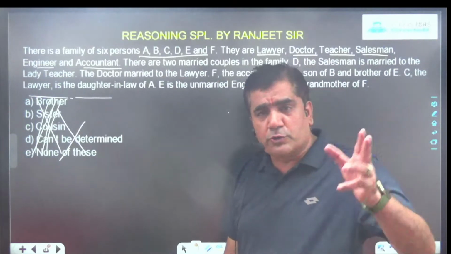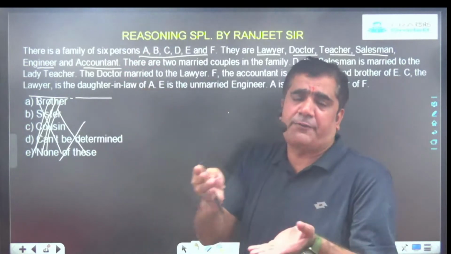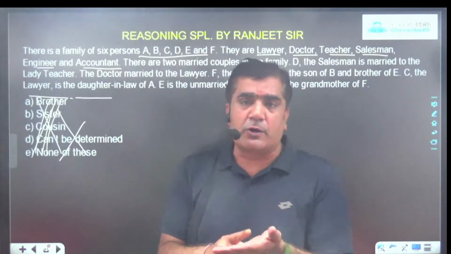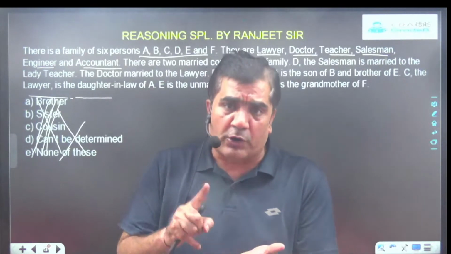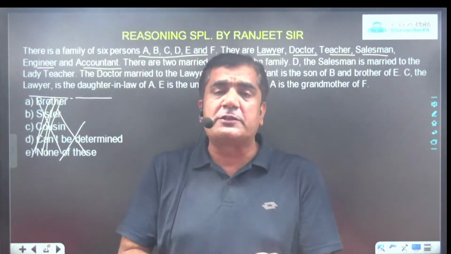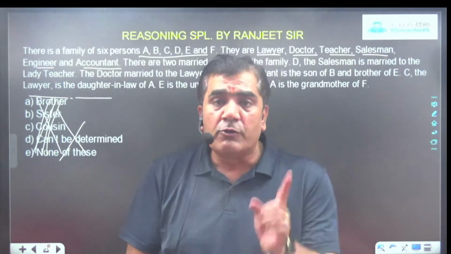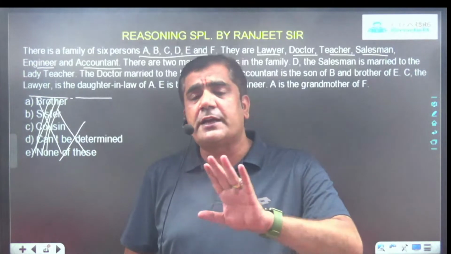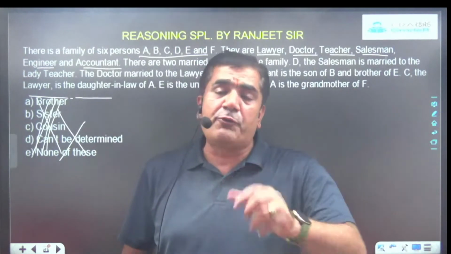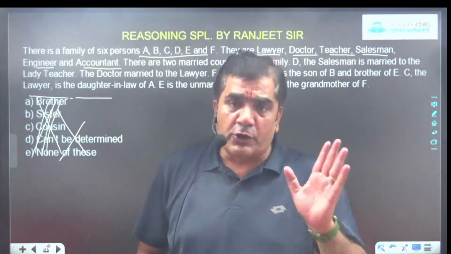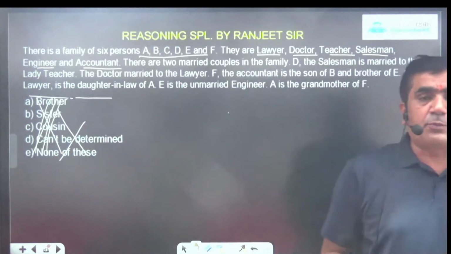So how to plot these 6 persons and 6 professions in my family tree? See, always remember, whenever questions based on family tree and profession come, you should focus on the family tree. Don't think about profession in between. Profession by default will be known if you draw the correct family tree. So your job is to draw the family tree. I should not go after profession.